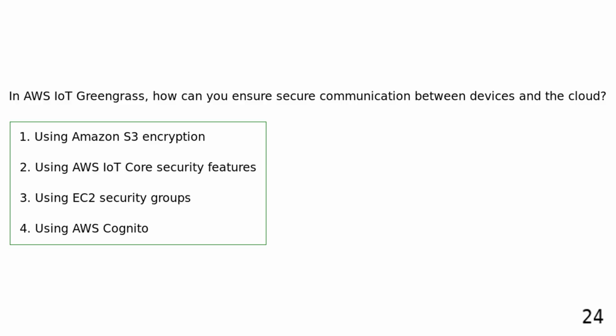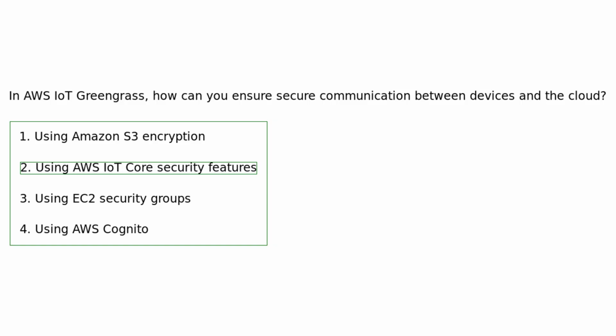In AWS IoT Greengrass, how can you ensure secure communication between devices and the cloud? Using Amazon S3 encryption. Using AWS IoT Core security features. Using EC2 security groups. Using AWS Cognito. AWS IoT Core security features, such as certificates and policies, ensure secure communication between IoT devices and the cloud.